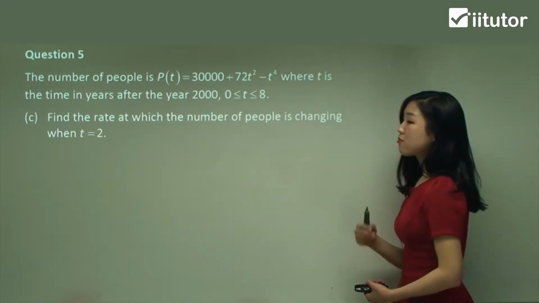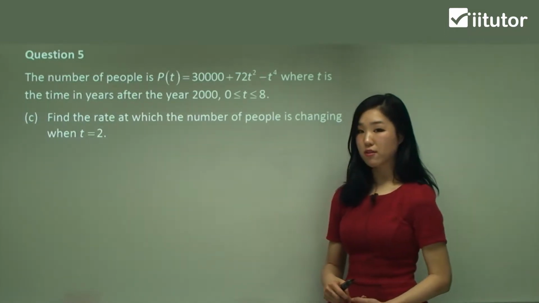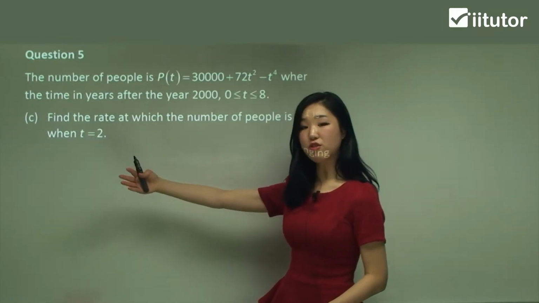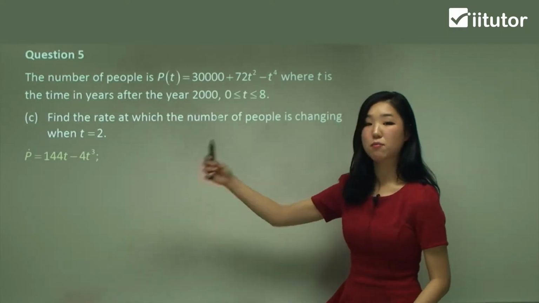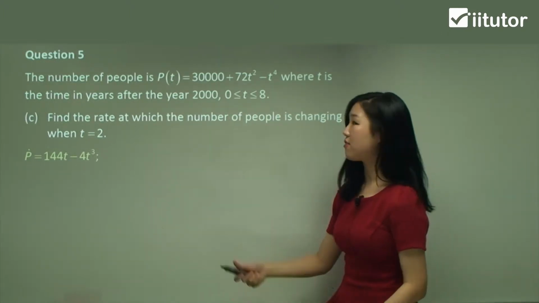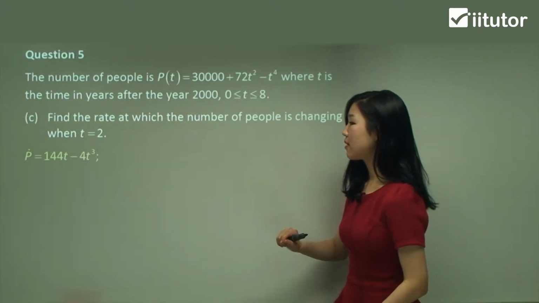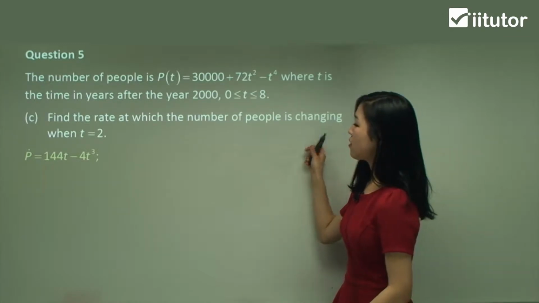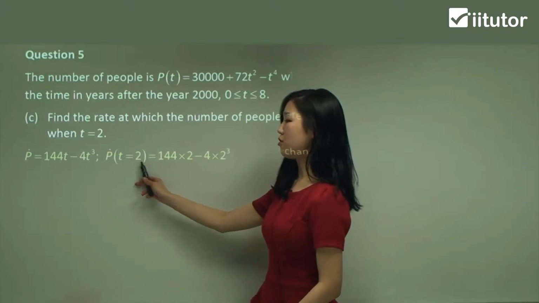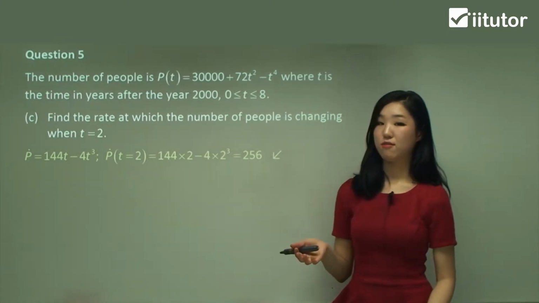Now C, find the rate at which the number of people is changing when T equals 2. Make sure you understand what the question is asking you to do. It's asking you to find the rate. Remember, rate of change is when we differentiate. So we must find P dot. That's when we differentiate P, isn't it? Differentiate in terms of T, easy differentiation, and check you got the same as me. We want the rate at which the number of people is changing at time 2, so I simply sub T equals 2 into this expression. See how I subbed in 2 for T? Calculate that, you should get 256.